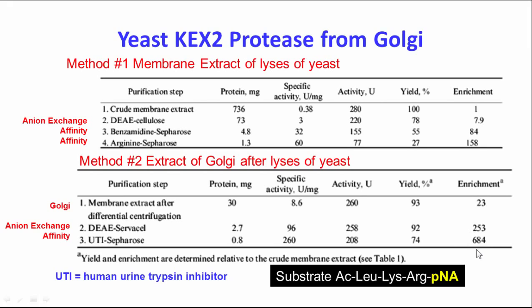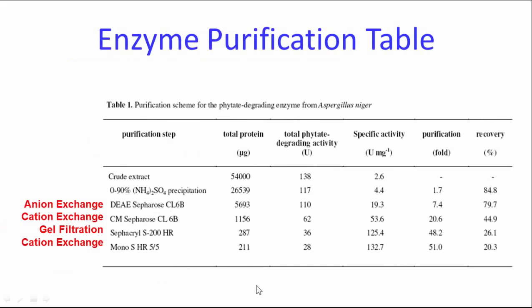And so the enrichment factor was 684 here, much higher than here. So this method worked a lot better. Sometimes you have to try various methods to get there. This substrate has a paranitroanilide, so when this peptide bond between the arginine and the paranitroanilide is cleaved, you get this yellow product, and you can measure that in a spectrophotometer, microtiter plate, and you're good to go.